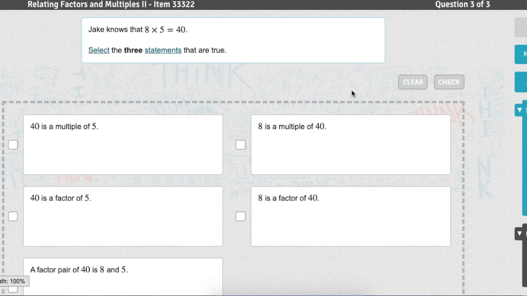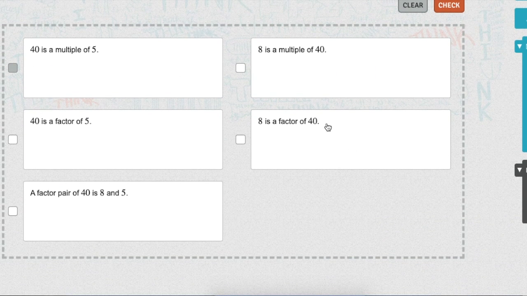Okay. The next one I have is Jake knows that 8 times 5 is 40. Select the statements that are true. Is 40 a multiple of 5? Did I have to multiply 5 to get to 40? Yeah? Okay. Is 8 a multiple of 40? Did I have to multiply 40 by something to get to 8? No. 40 is a factor of 5. Did I divide 5 by 40 to get another number? No. 8 is a factor of 40. Do I divide 40 by 8 to get another whole number?